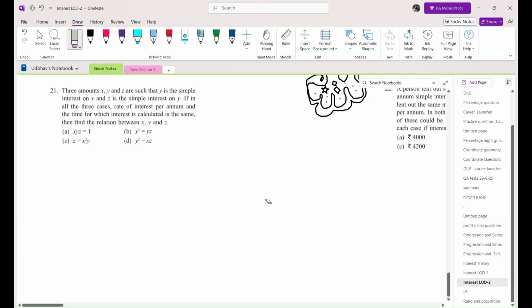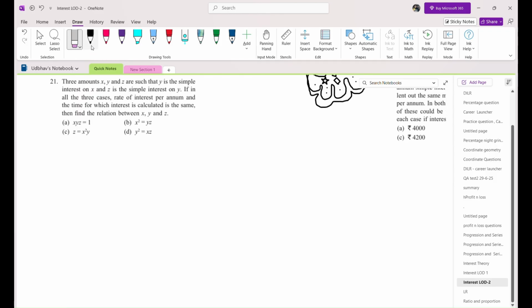Three amounts x, y, z are such that y is simple interest on x and z is simple interest on y. If in all three cases the rate of interest and time are the same, then find the relation.